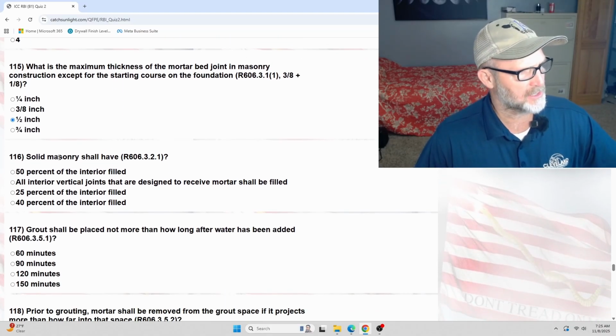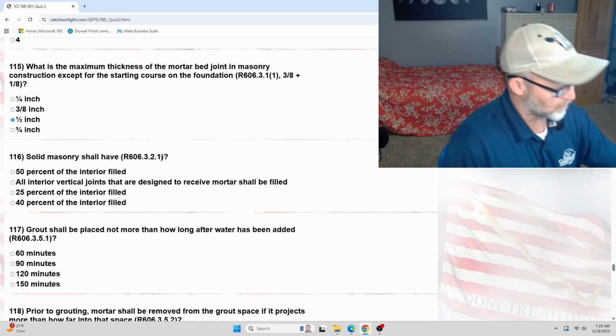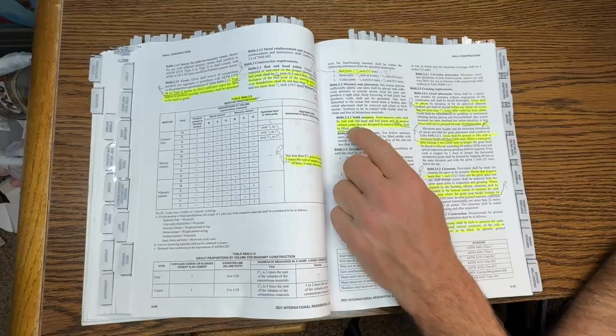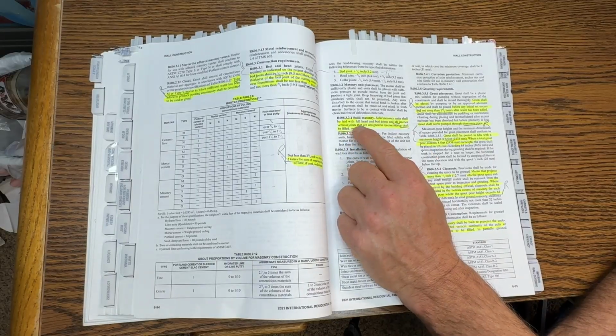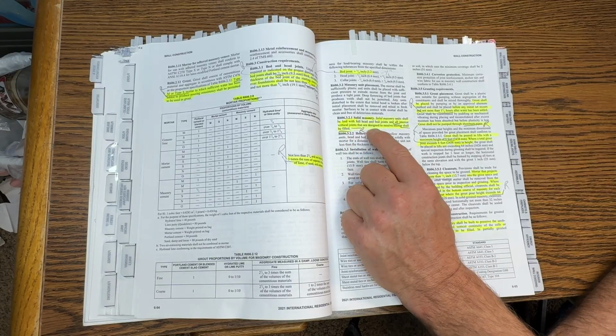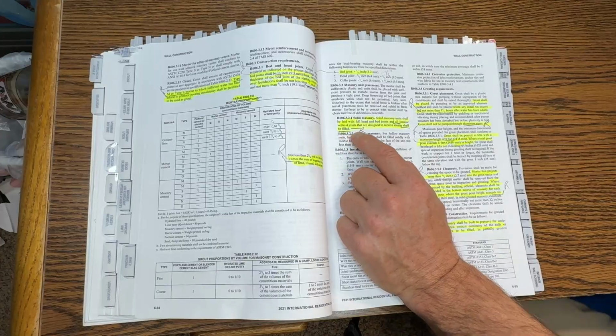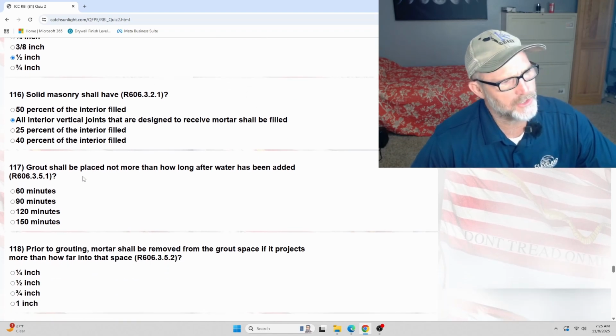All right, 116. Solid masonry shall have what? So now I want to be clear. We're dealing with solid masonry construction. So if you're doing R606.3.2.1, let's read that. R606.3.2.1, solid masonry. Solid masonry units shall be laid with full head and bed joints, and all interior vertical joints that are designed to receive mortar shall be filled. So if you're doing solid, it all has to be filled. Solid blocks. All right, grout shall be placed not more than how long after water's been added.